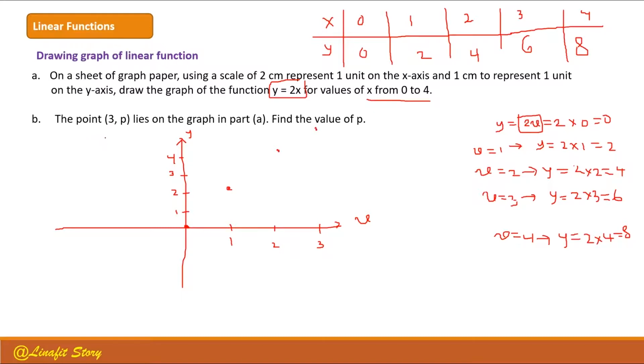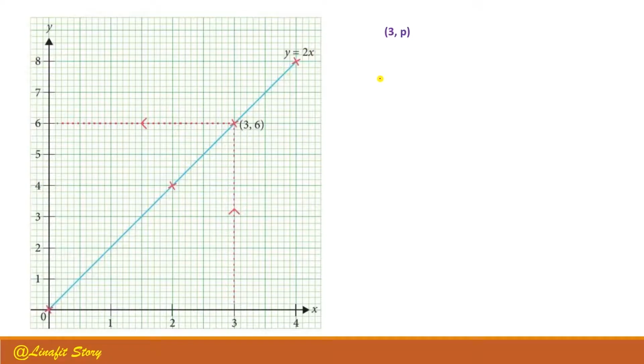So the point (3, p) lies on the graph in part A, then find the value of p. The value of p, the x is 3 and y is p. So when x is 3, so y is 6, or p is equal to 6. So here is the graph. The point (3, p) lies on the graph, so the value of p is equal to 6.